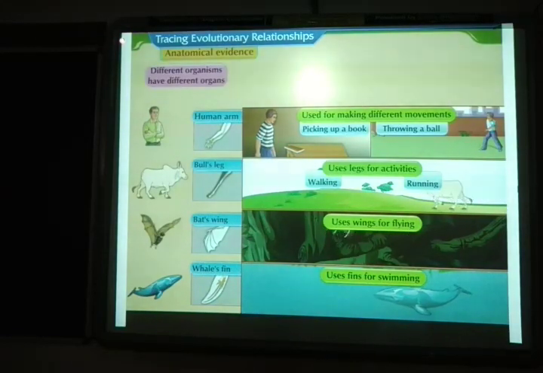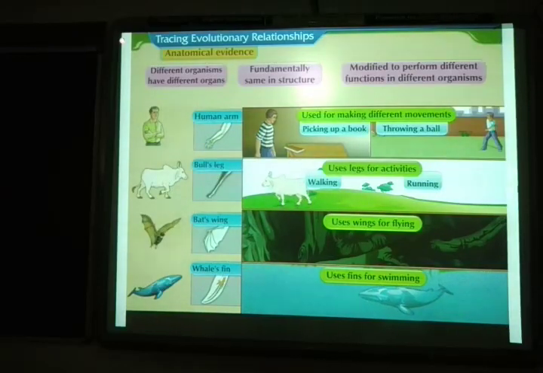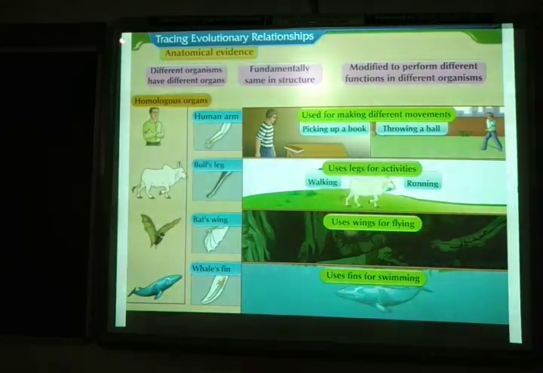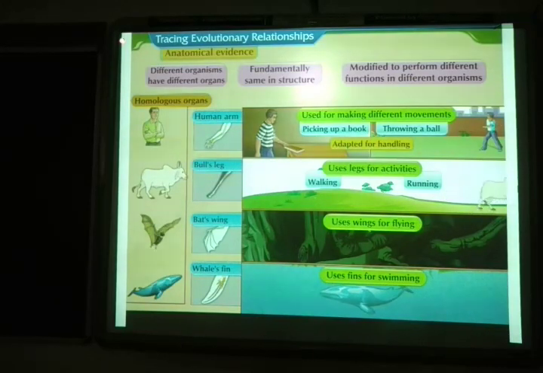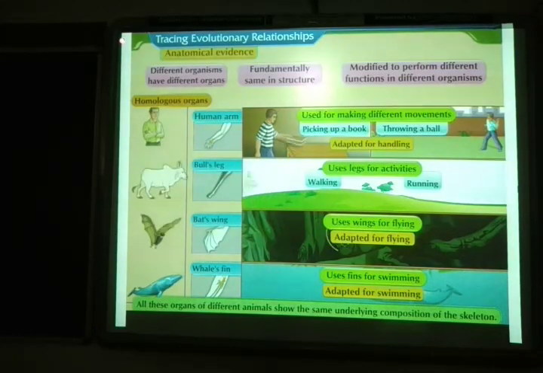Different organisms have different organs which are fundamentally the same in structure but are modified to perform different functions in different organisms. These are called homologous organs. For example, the four limbs of man are adapted for handling, while the four limbs of a bat are adapted for flying, and those of aquatic animals like whales are adapted for swimming. All these organs of different animals show the same underlying composition of the skeleton.